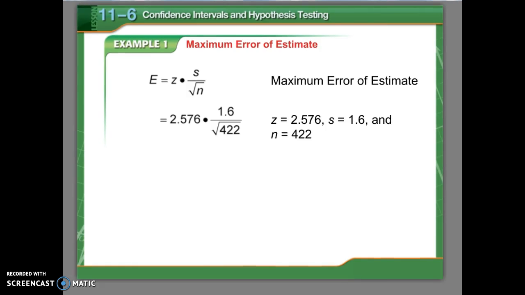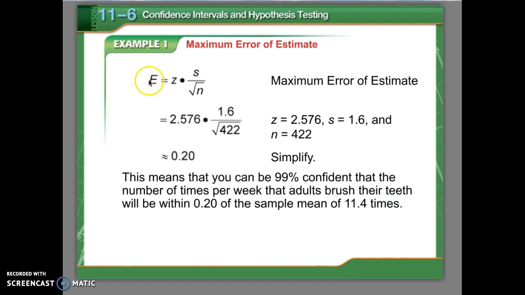So then we're just going to plug in the sample standard deviation that we're told and the sample size, plug that in, and we get an error formula. The maximum error is about 0.20. So the explanation for what that means is that you can be 99% confident that the number of times per week that adults brush their teeth will be within 0.20 of the sample mean of 11.4, meaning that we are 99% confident that the true number of times that adults brush their teeth per week is between 11.2 and 11.6 times per week.